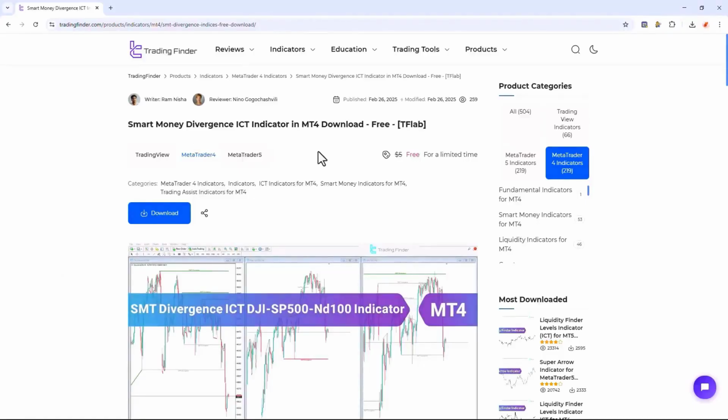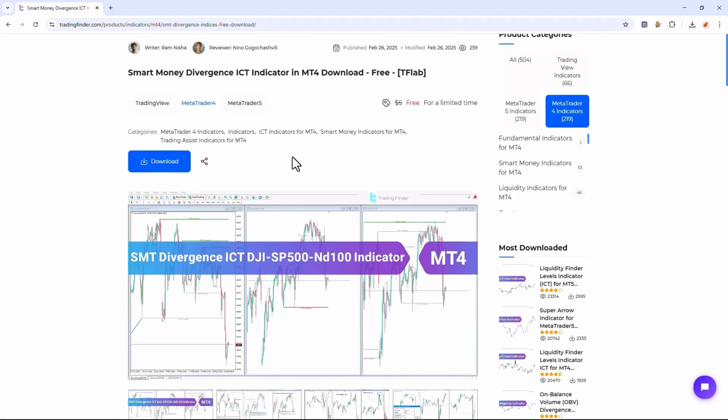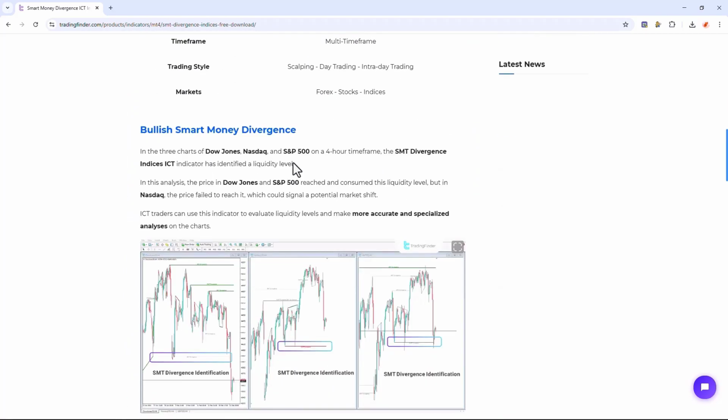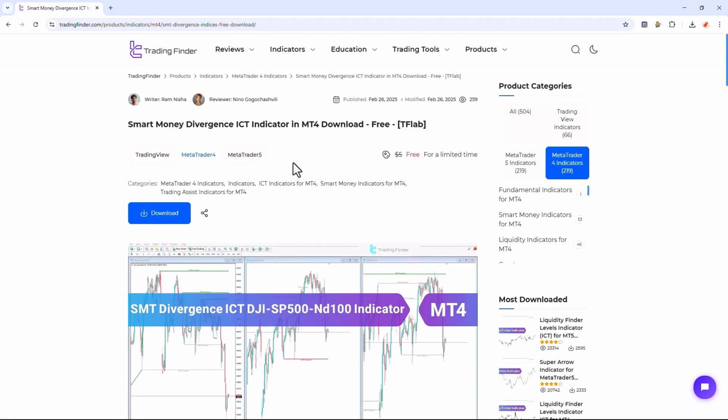The Smart Money or SMT Divergence Indices indicator is tailored for the ICT style and is available for various platforms on the TradingFinder website. From this section, you can download the indicator file for the MetaTrader 4 and MetaTrader 5 platforms and run it on the bar chart. Traders can also visit this page to learn how the indicator works and understand it.